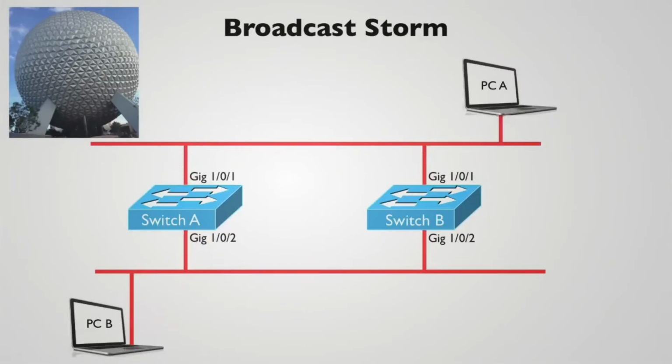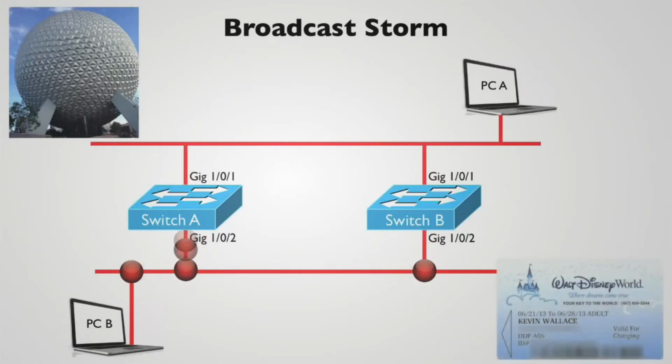And that was a pretty big deal because when you check into the resort, you get this little card, they call it your Key to the World card, and that's the card you use to buy merchandise, to get food, to get into the parks, to get into your room. And the resorts were unable to create these cards because we had a broadcast storm going on.